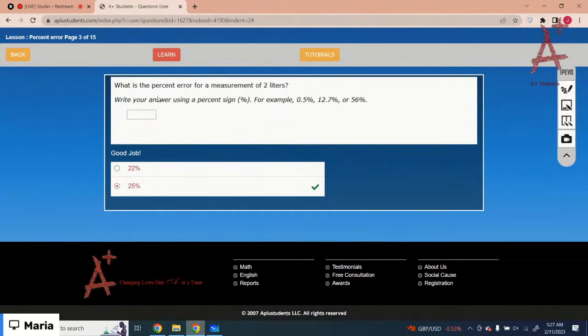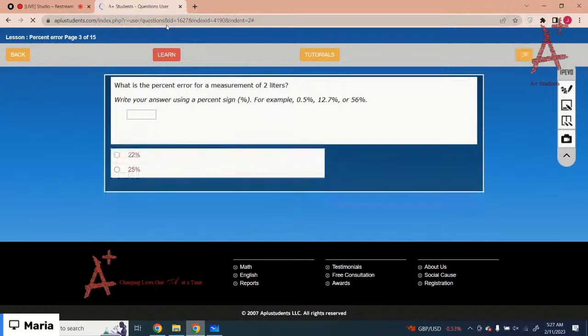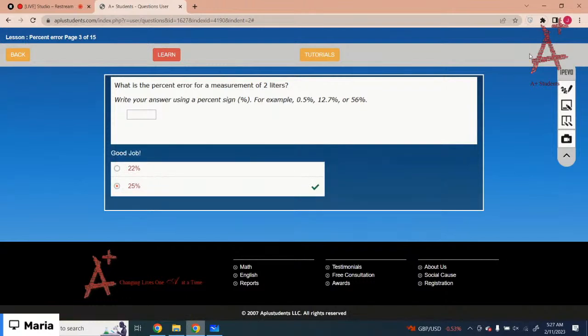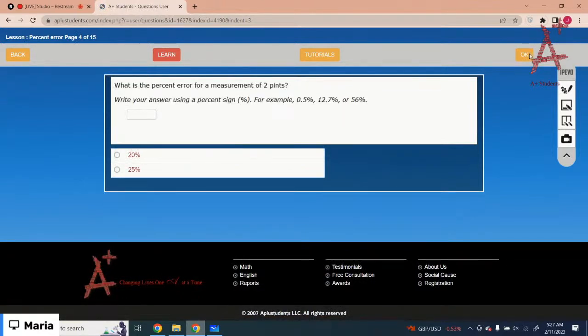Okay, the next one. Just 3 questions. That is 25%. Then okay, the next one is, what is the percent error for a measurement of two pens? So you have to do the same thing we just did. The greatest possible error is half of one pen. So again it is 25%. Got it?